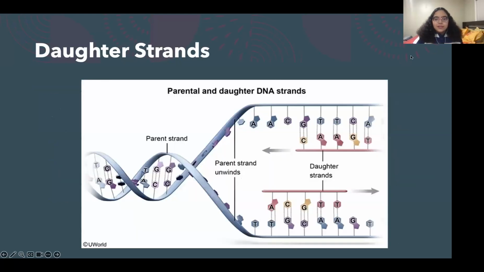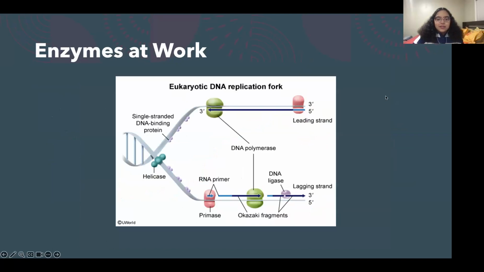So this is what it looks like. There's the parent strand that unwinds, and the daughter strands are the two that you're making. And then these are the enzymes that work, and you can kind of see what I meant by the Okazaki fragments. The leading strand is continuous 5' to 3', but for the lagging strand, you have different pieces going on. Helicase is what's unwinding, and you just keep going. So that's the process of DNA replication.